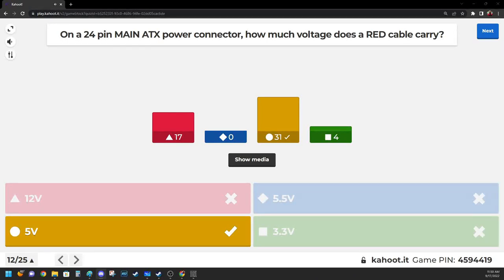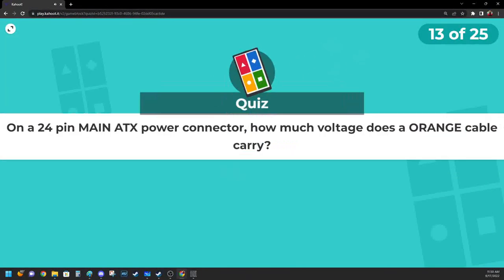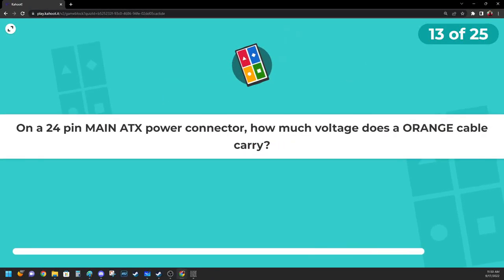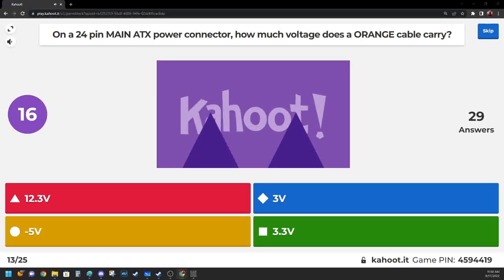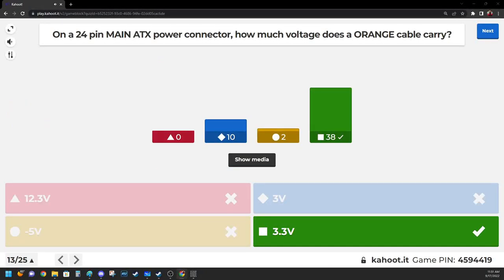Very good. The red cable carries 5 volts. Standard that you have to know. Yep, 3.3 volts. Don't fall victim to anything that's not exactly 12, 5, or 3.3 exactly. There is no 5.5 or 5.3 or negative 5.5 or 12.3. Don't fall victim to those. You've got to really hammer those because those are just free points if you get those questions. That's all right. I have a feeling these will sneak in future quizzes.